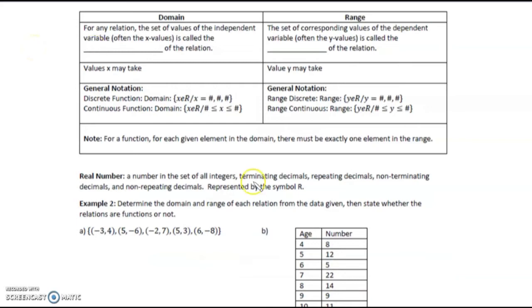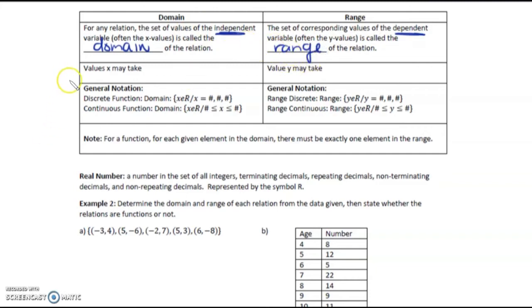Now, domain and range. For any relation, the set of values of the independent variable, often called x values, is called the domain of the relation. So these are values that x may take on. And the range is the set of corresponding values of the dependent variable, often the y values, and this is called the range.